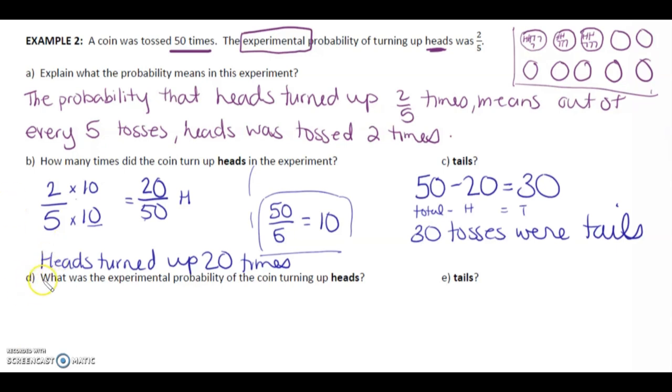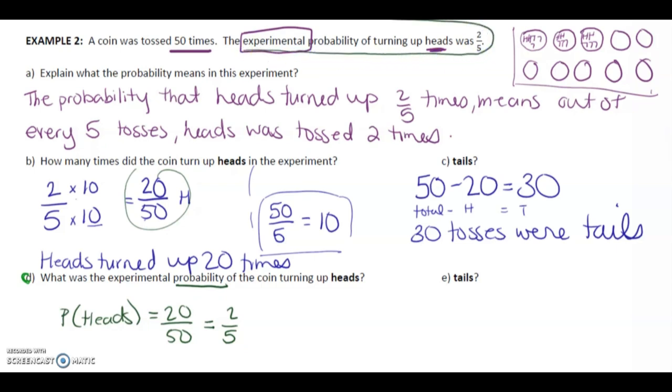So now for D, oh, it should be C. What is the experimental probability of the coin turning up heads? So the probability of heads is going to be this fraction, right? 20 out of 50. In other words, 2 out of 5. And we were actually given this right here. The experimental probability of heads was 2 out of 5.